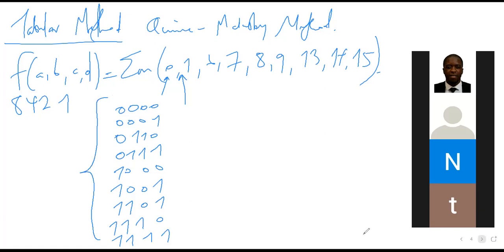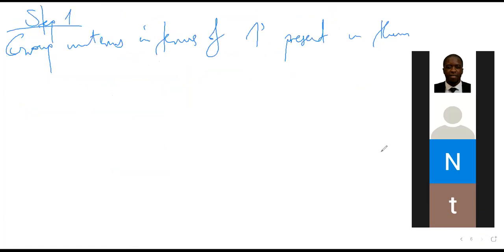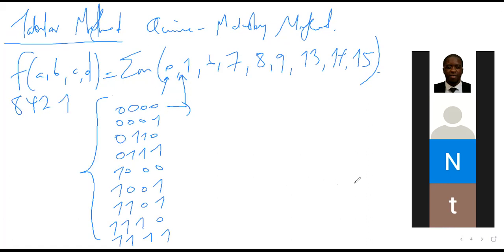Step number 1: group min terms in terms of ones which are present in them. So if I look at min term number 0, how many ones are present here? 0.